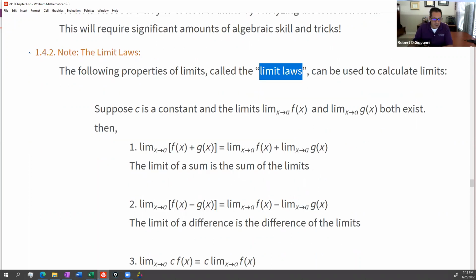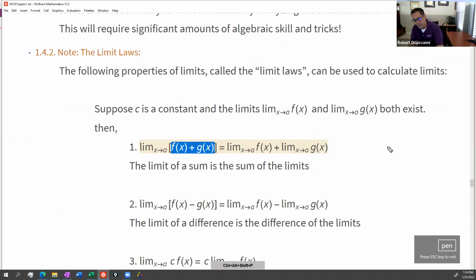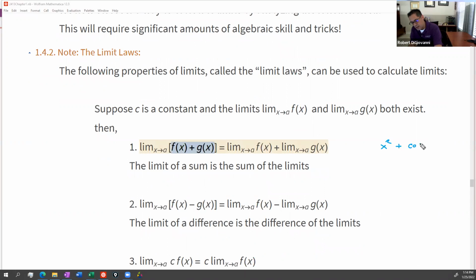So the first limit law says, the way to look at this is that if you have two functions being added together, algebraically, I can give you an example. Let's say we had x squared plus cosine of x. Those are two functions, right? You could look at them as two different functions. If we were trying to figure out what the limit of this was, we'll call this one the f function and this one the g function.